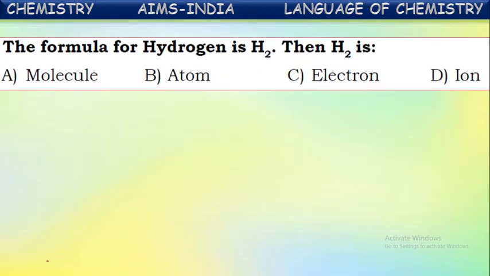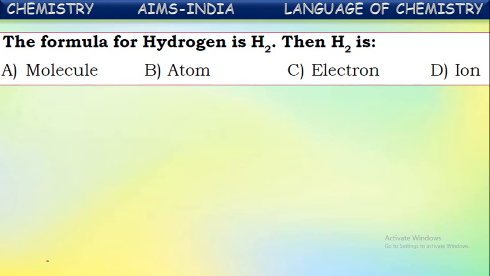Next, the formula of hydrogen is H2. Then what is this H2 representing? It is representing a molecule, because two atoms are combined together to form a group of atoms called a molecule. So H2 is a molecule. Each H represents one atom of hydrogen. There are two atoms of hydrogen in one molecule of hydrogen.